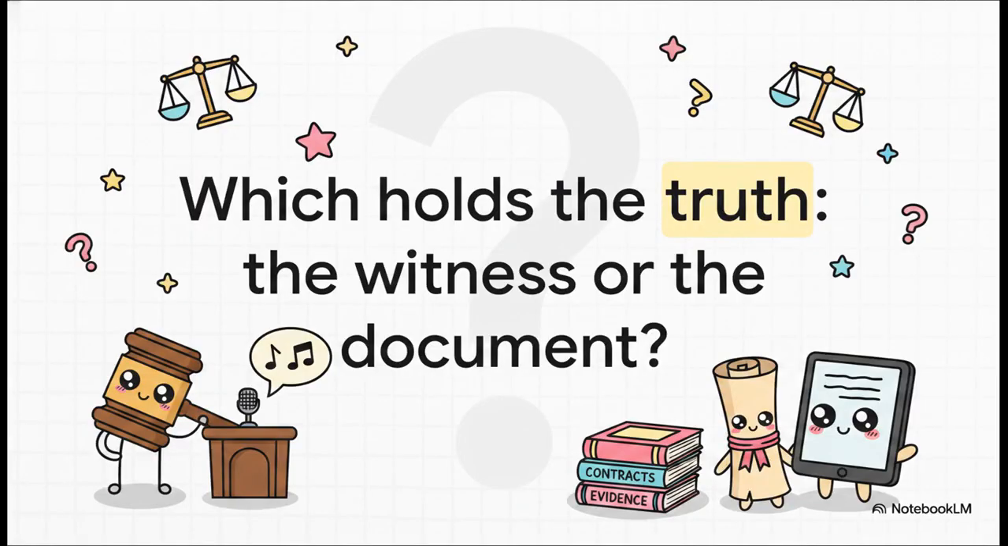So class, I leave you with this final bar-level hypothetical to chew on. If your absolute star witness gets on the stand and completely contradicts the clear, unambiguous terms of the original written document, which one is the court ultimately going to believe? Well, if you've been paying attention to the original document rule, parole evidence, and the hierarchy of probative value today, you already know the answer.